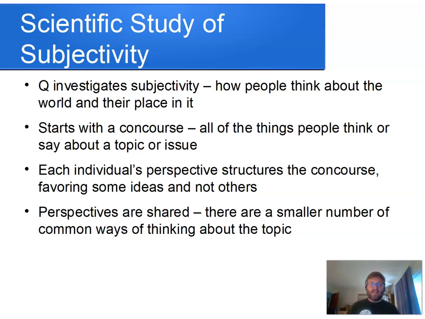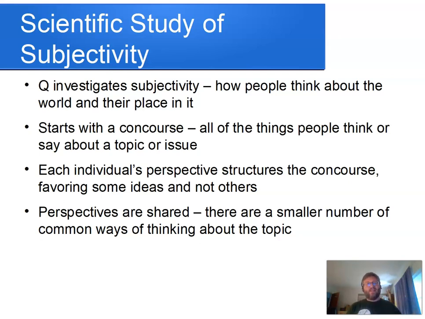So when we're conducting a Q study, we start with what we call a concourse. A concourse is all the things that people think or say about the topic or issue that you are researching. So if we take climate change as our topic, a very broad topic for this kind of illustration, you can think about all the different things you've ever heard people say about climate change, right?